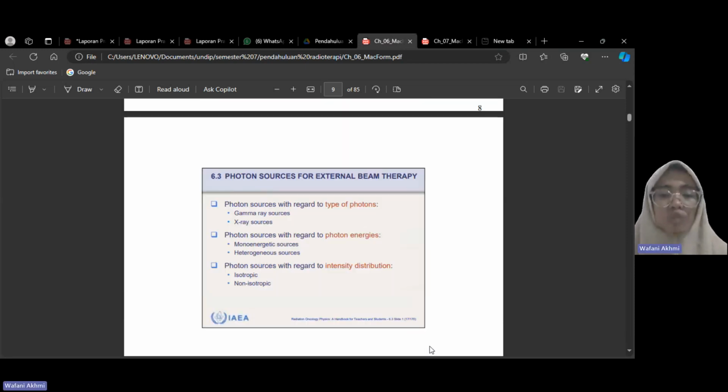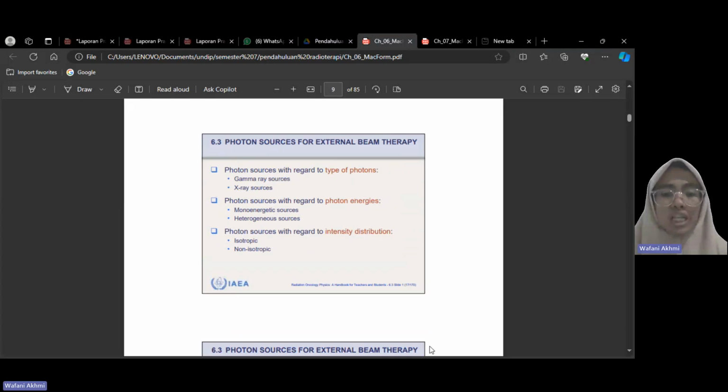This is the source with regard to type of photon: there is gamma ray source and X-ray source. Photon source with regard to photon energies: there is monoenergetic source and heterogeneous source. And source with regard to intensity distribution: there is isotropic and non-isotropic.